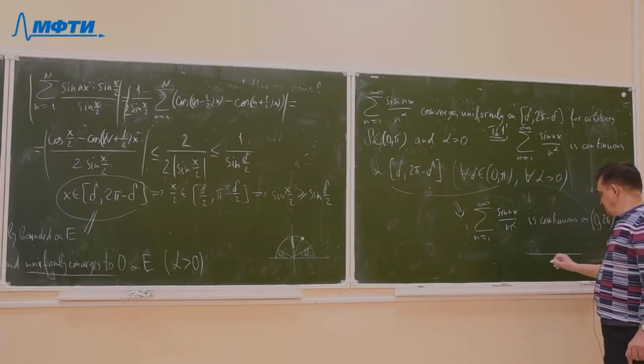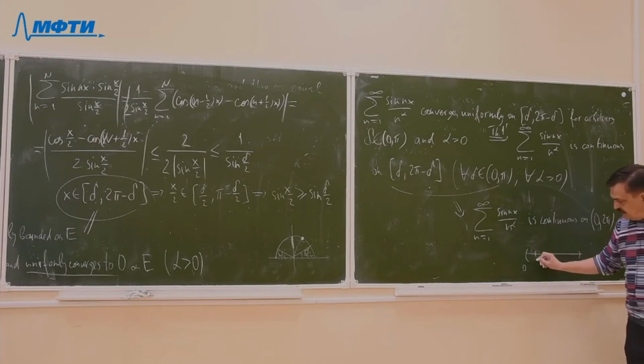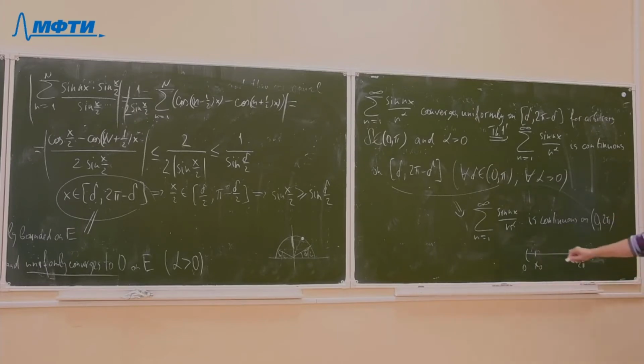0 to pi. Take an arbitrary x naught. Then you can find delta sufficiently small such that delta is here. Delta is here. And you have continuity on this interval, and it means in particular the function is continuous at x naught. So the function is continuous at an arbitrary point of the interval (0, pi).